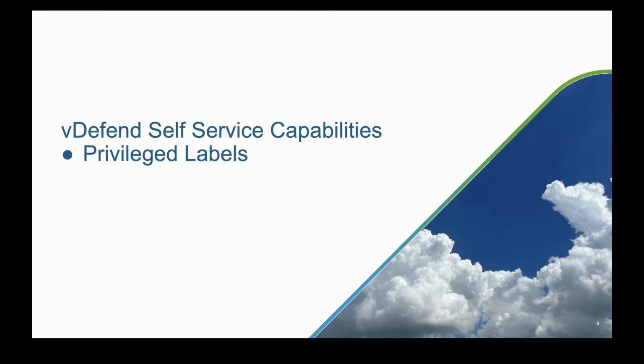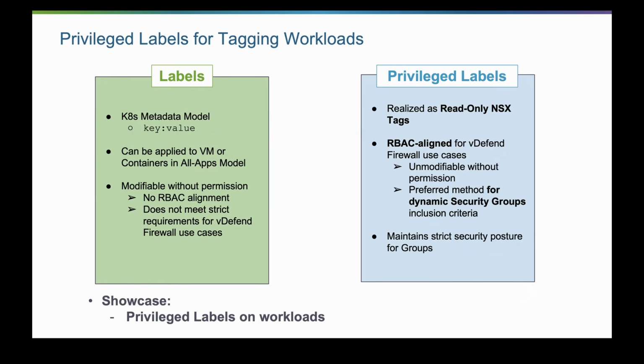Now let's talk about privilege labels. Privilege labels are a special kind of labels, labels being the Kubernetes metadata model to define key-value pairs. The privilege labels translate into read-only NSX tags, and also the privilege labels are RBAC aligned, which means only the users with explicit permissions can use privilege labels.